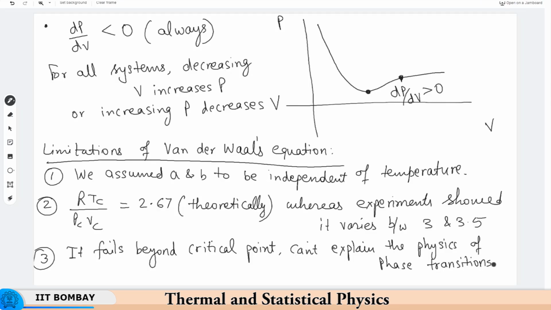And one last thing that I will do in this topic is basically to talk about what's known as the reduced equation of state.